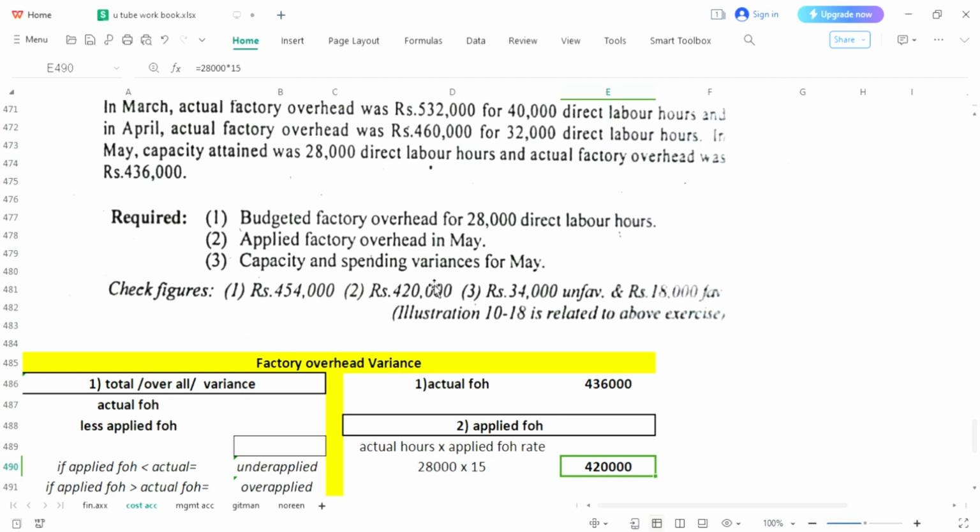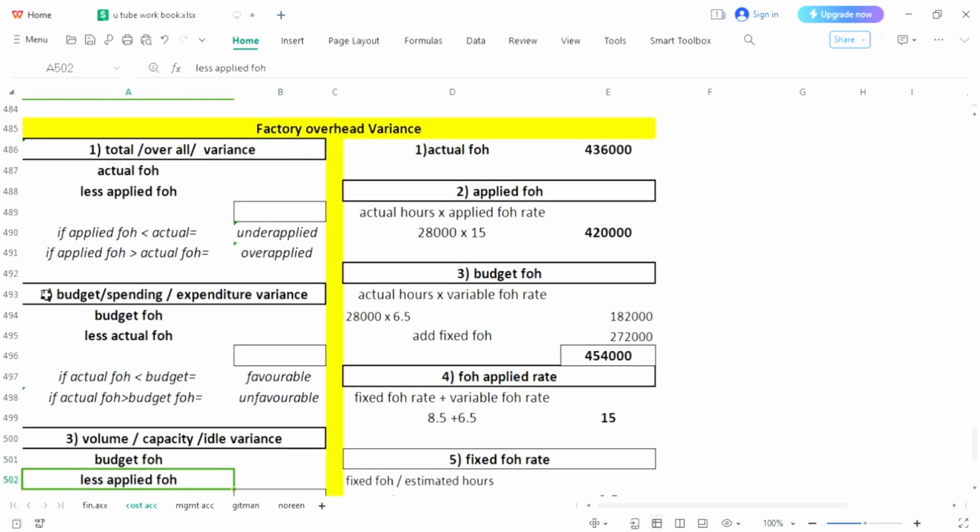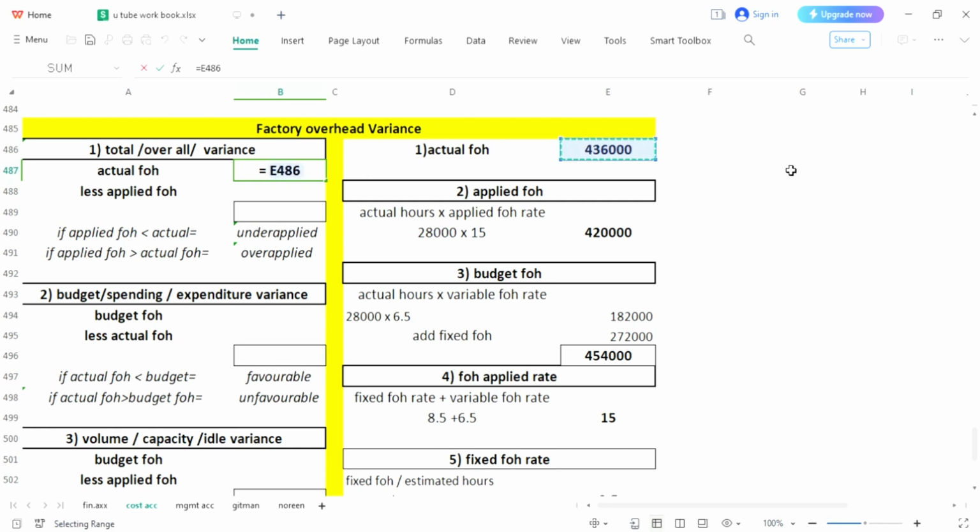Next is capacity and spending variance. Though we can calculate all variances, he had demanded only the second and third. Let's calculate everything. It could be a helpful method. First we need actual FH, and that was written over here, 4,36,000, put over here. Then you need to put applied FH. Here you have calculated applied FH, amount was 4,20,000, put over here. To calculate the variance, we will subtract actual and applied. Your actual FH was 4,36,000, applied was 420, variance is 16,000.